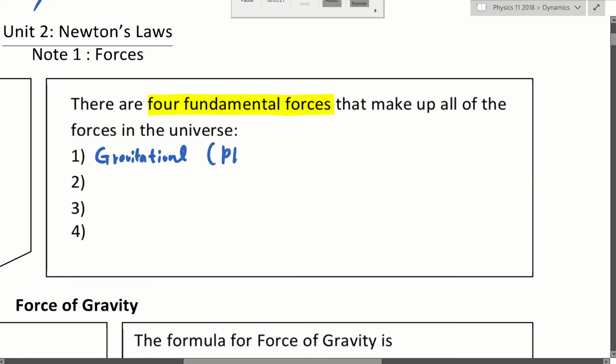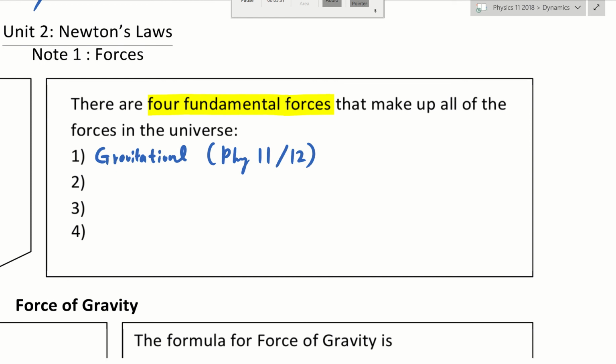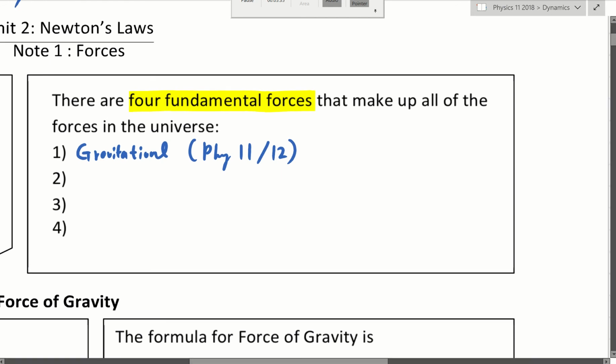And you study this in Physics 11 and Physics 12, right? So this is the force that is attracting everything to everything else with mass. So later on, we'll go a little bit more detail around it. But for now, at this moment, just understand this. We are attracted to the Earth because of force of gravity. Anything with mass attracts each other.